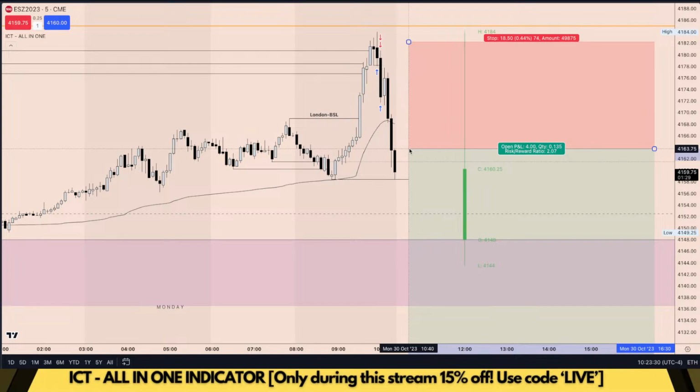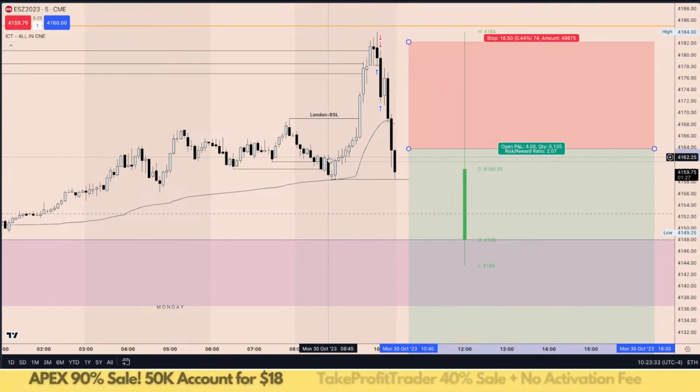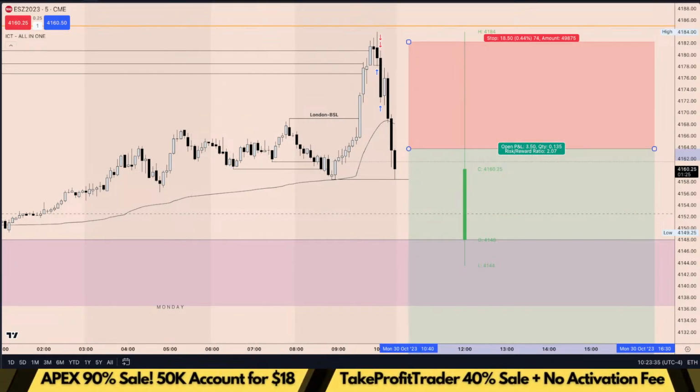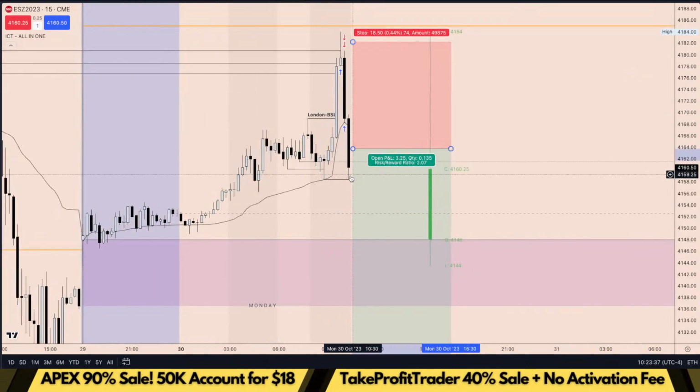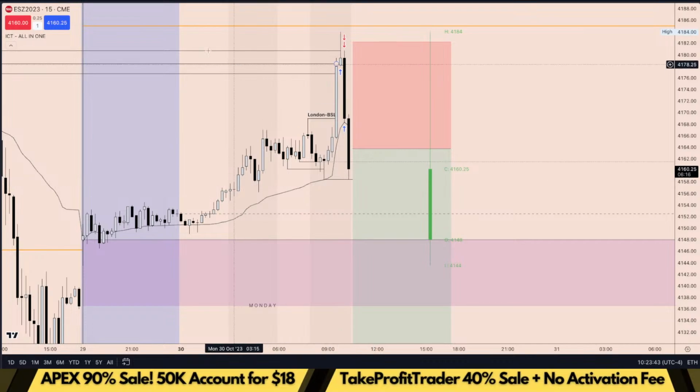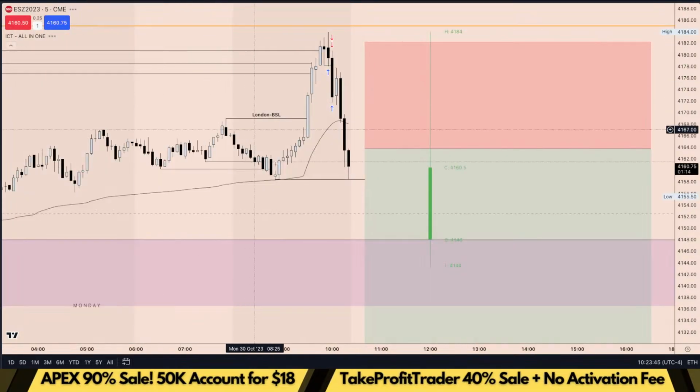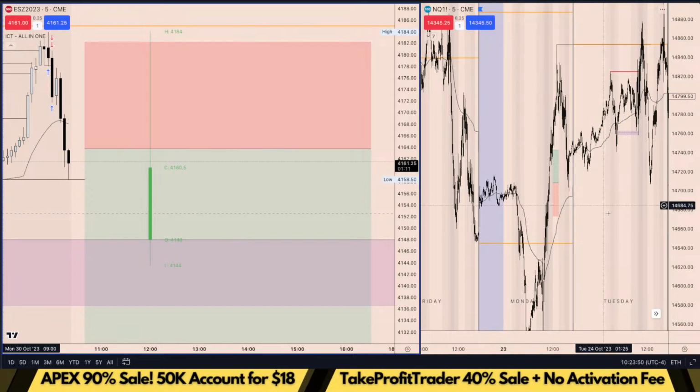Fair value gap right here. Once we close below, this candle would become our breaker block on the 5. On the 15, I would still like to wait for the confirmation. It's Monday, we just started the week. No need to rush anything. Let's take a look at Nasdaq over to the right.